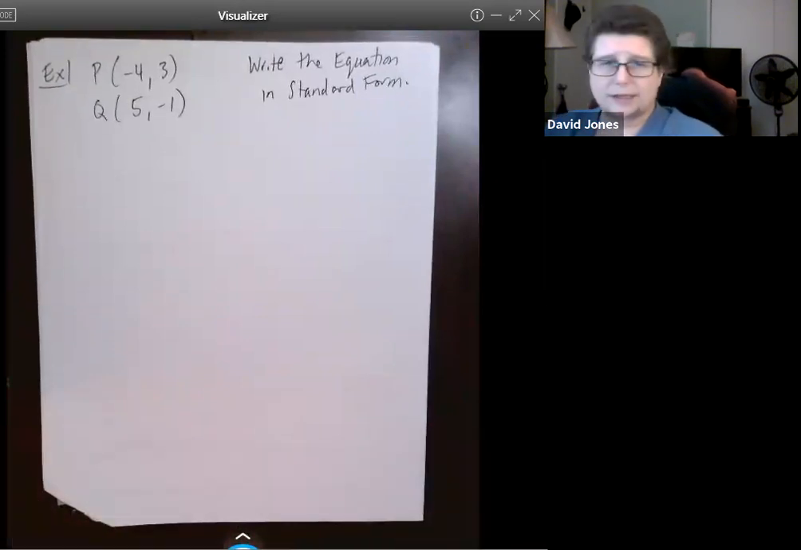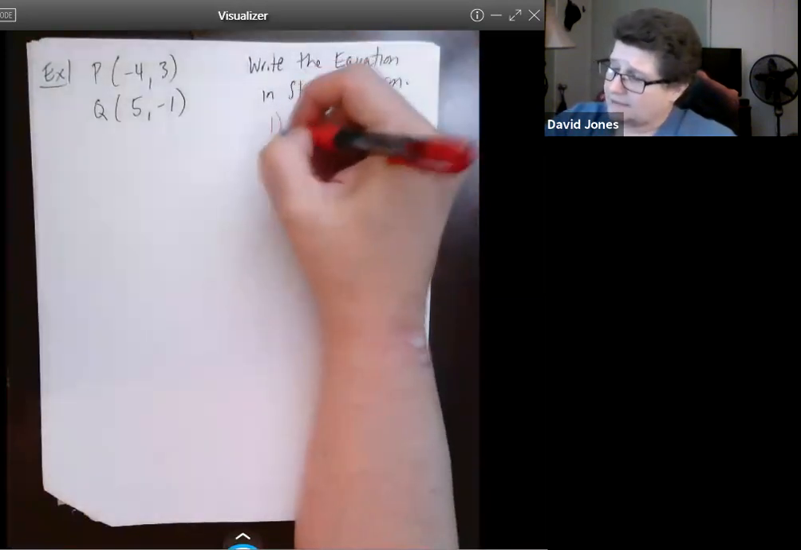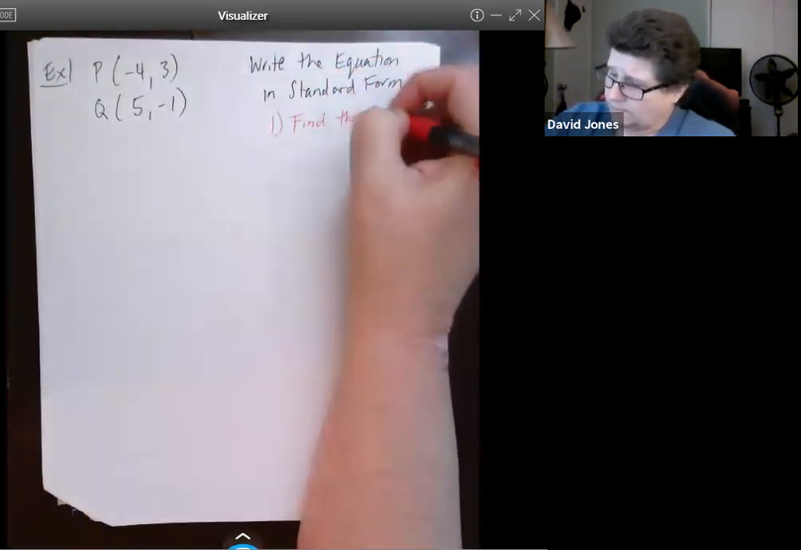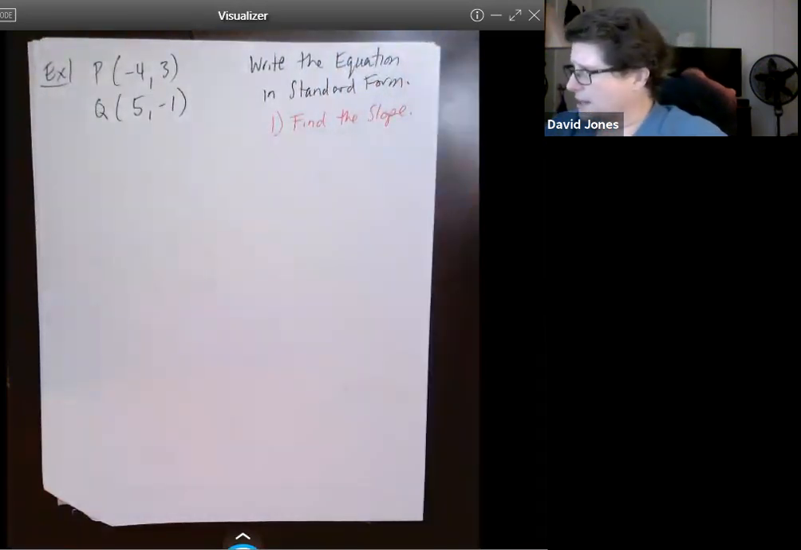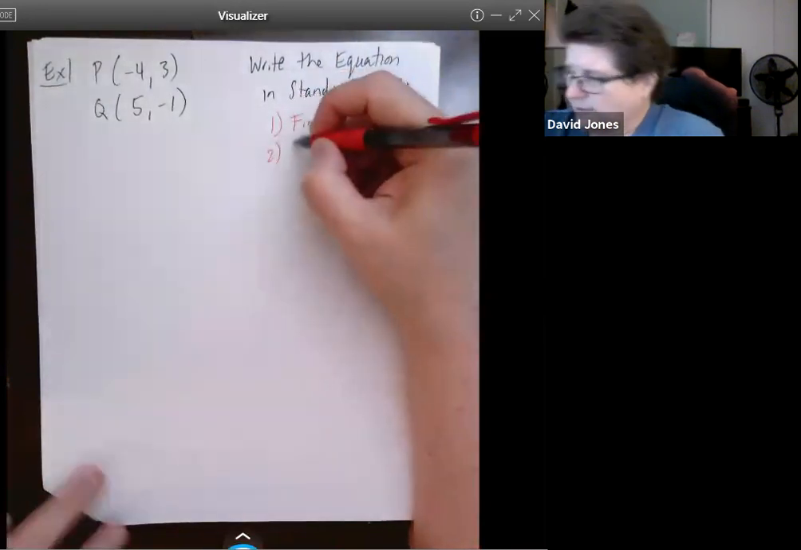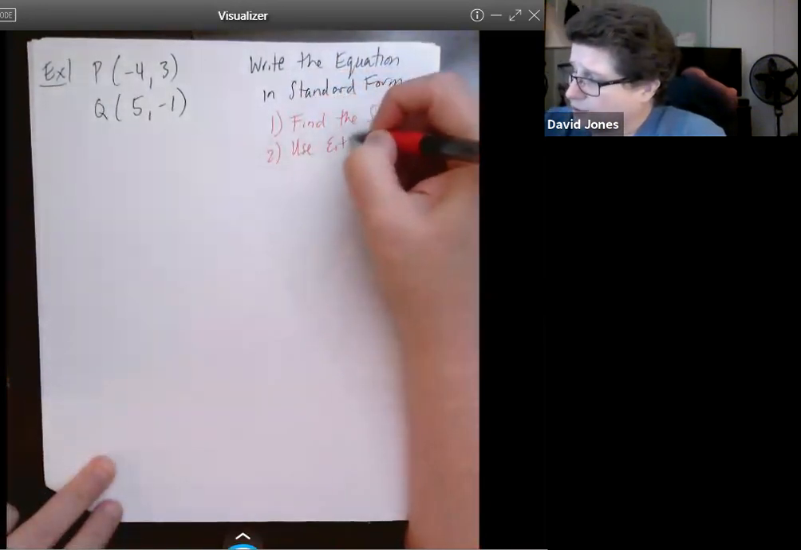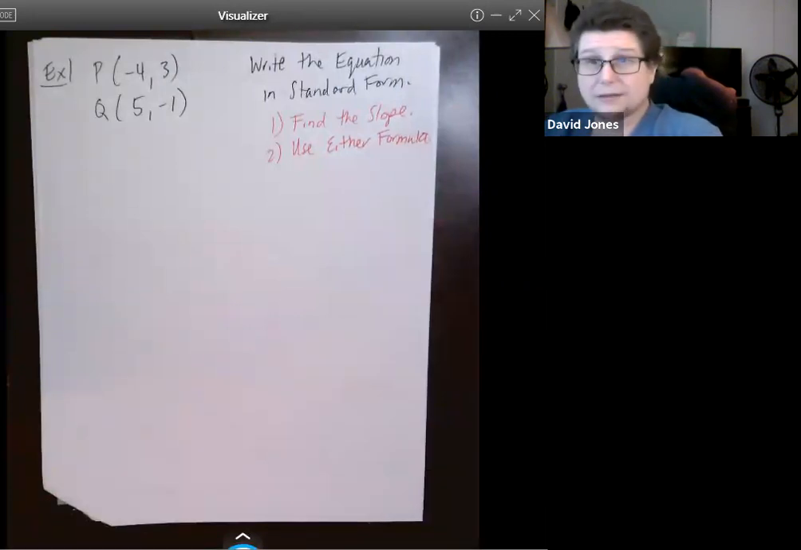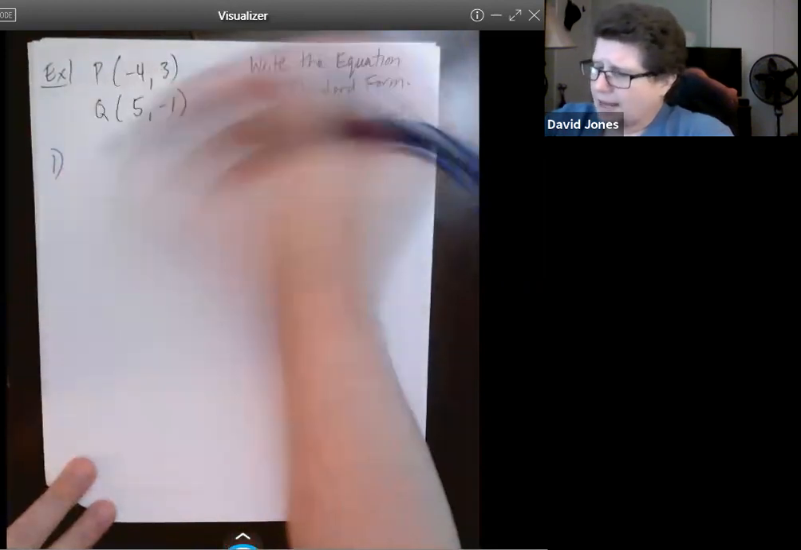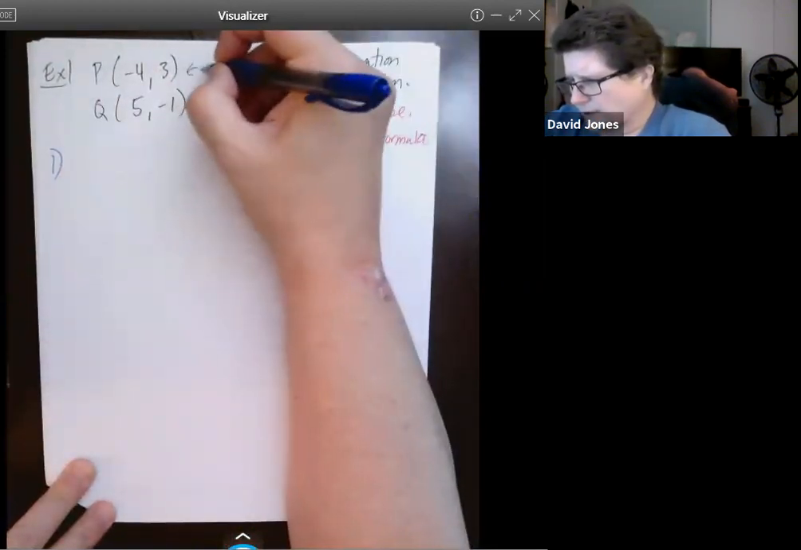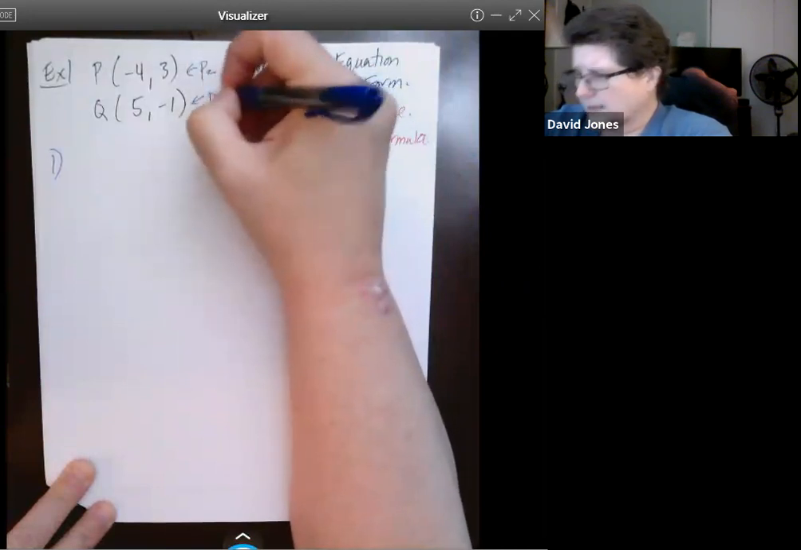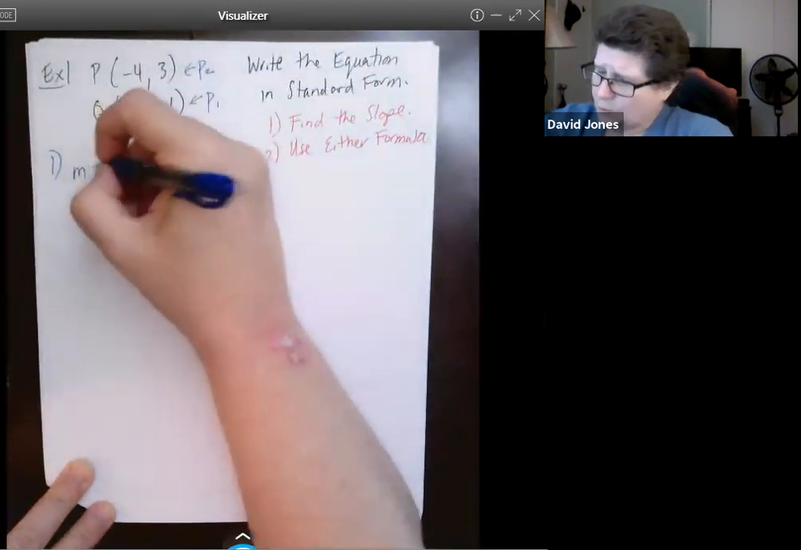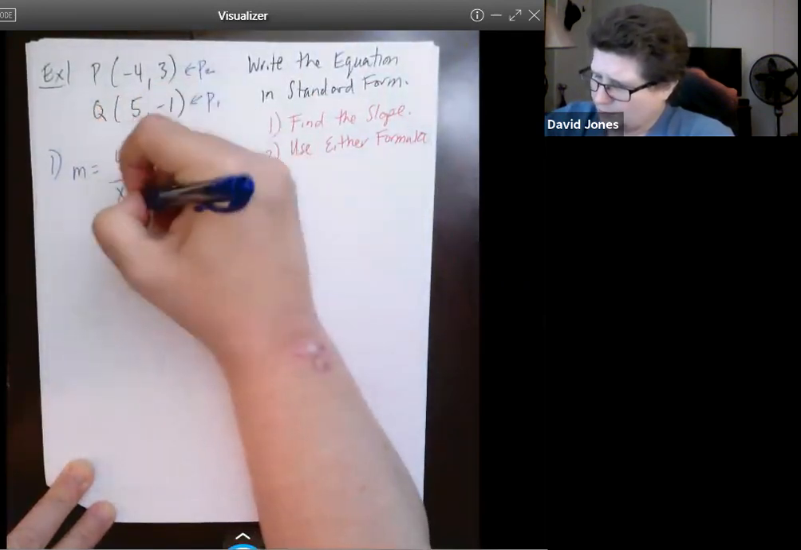So when we have 2 points, what we have to do first is find the slope. And then use either formula. Since we're working on the point-slope form, I'm going to use that. So step 1, M, let's call this point 2, and this will be point 1. And so I've got m equals y2 minus y1 over x2 minus x1.